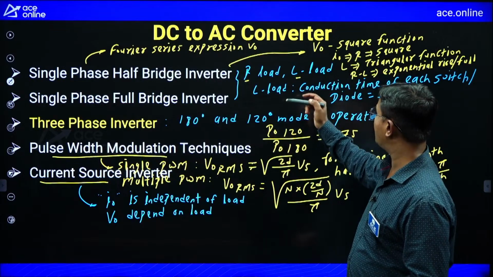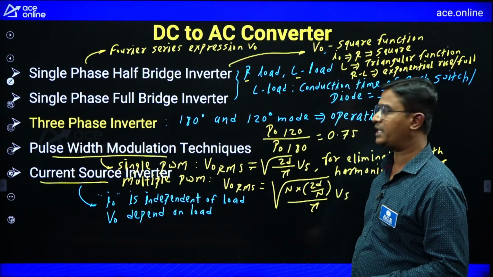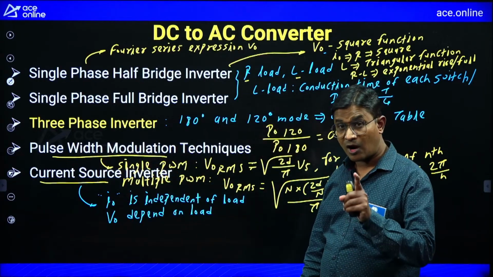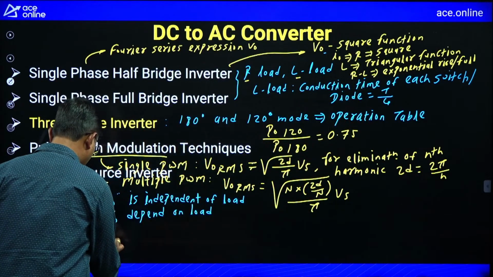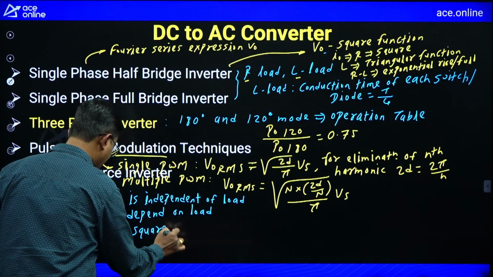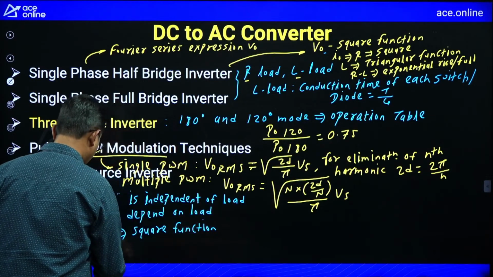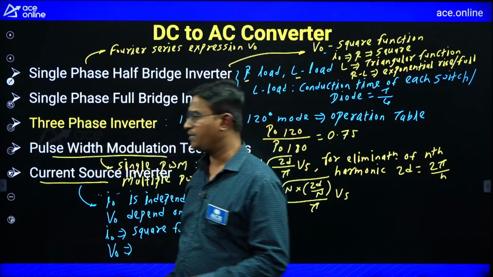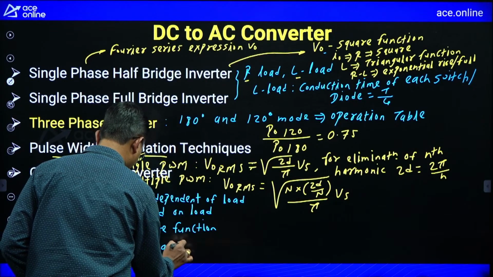In voltage source inverter, what did we write? V0 is independent; for all loads, V0 was square. But in current source inverter, I0 is independent of load. For all loads, my load current is a square function, whereas V0 depends on load. If the load is resistive, V0 is a square function. For R load, it is a square.